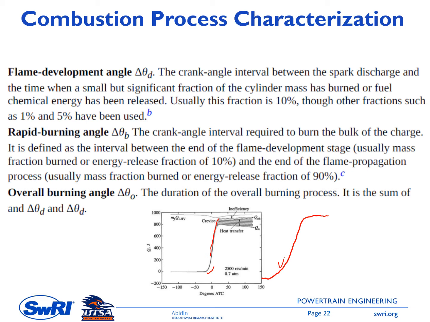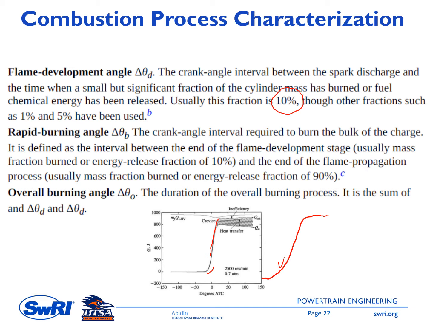The definitions that are commonly used to characterize this energy release aspect of combustion are shown in this slide. First, we have what is called the flame development angle, delta theta d. This is the crank angle interval between the spark discharge or the spark timing and the time when a small but significant fraction of the mass has burned or fuel energy has been released. Usually we use a 10% mass fraction burn to represent this flame development angle.